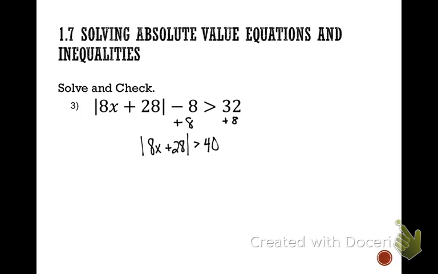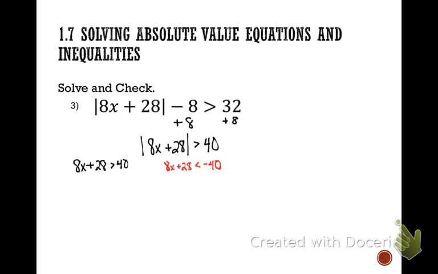You're going to rewrite basically this whole problem of 8x plus 28 is greater than 40. And then you're going to rewrite in the other one 8x plus 28 is less than negative 40.